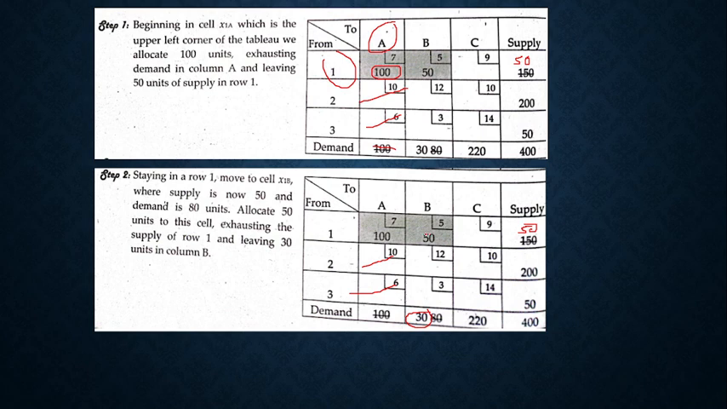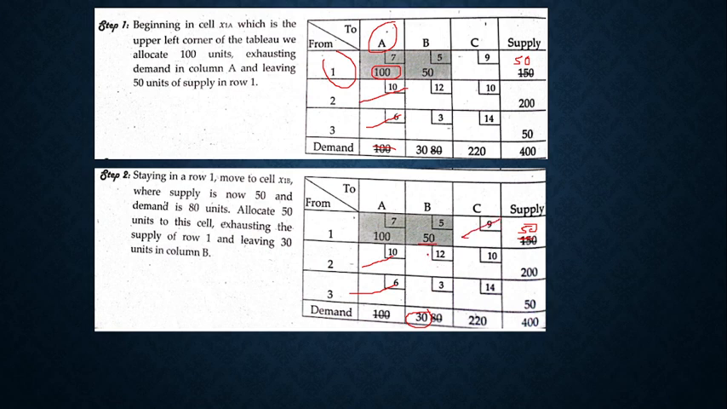Plug in 50 in company B. Okay? Copy mo lang yung 50. So, yung supply niya, class, di ba? 50 minus 50, so 0 na lang. So, wala na. Okay, wala na. Wala tayong supply ni warehouse 1. Okay, crash out na ito.